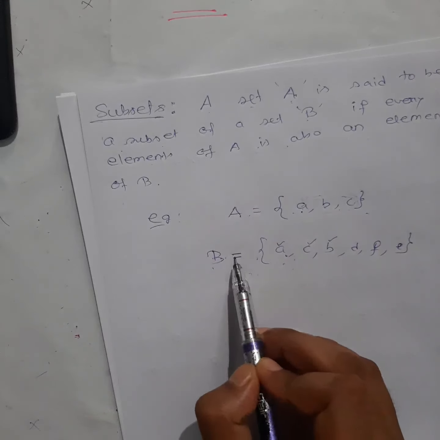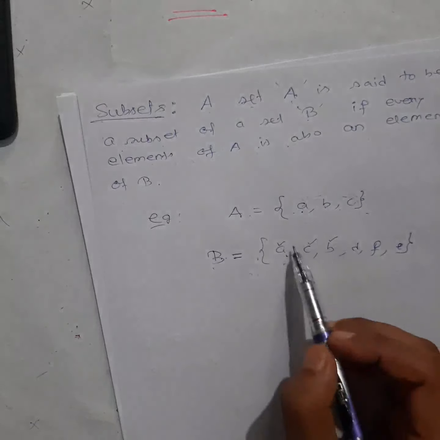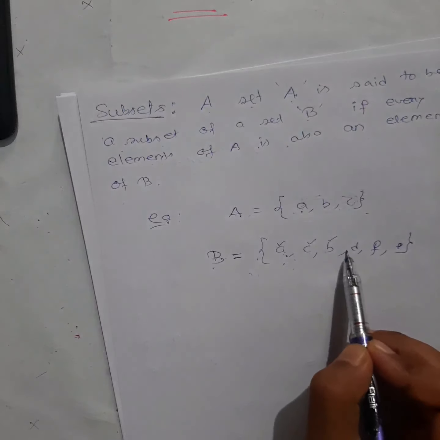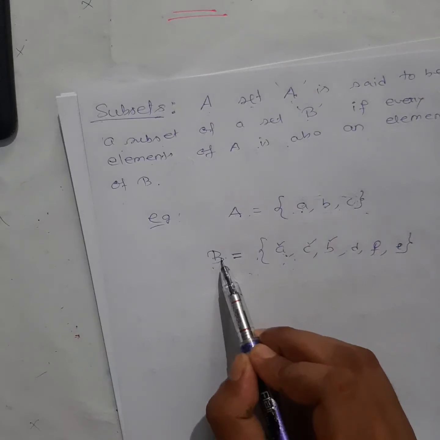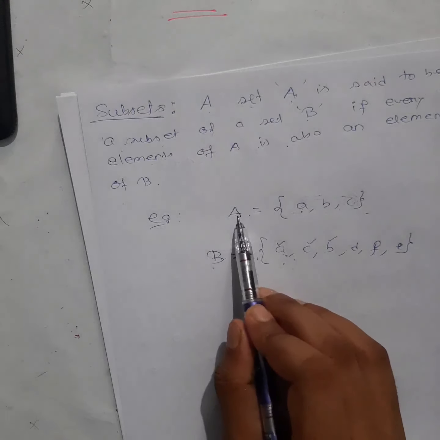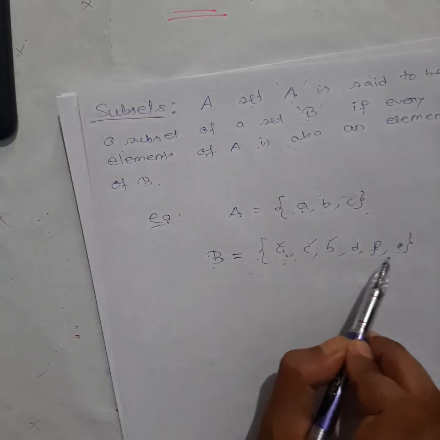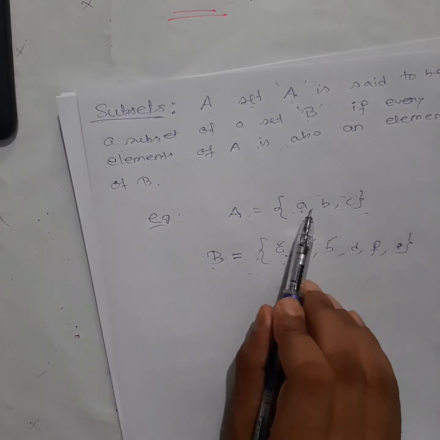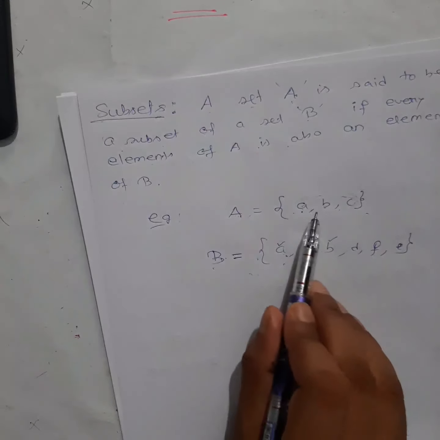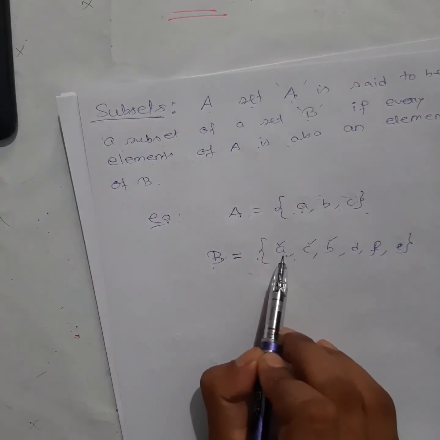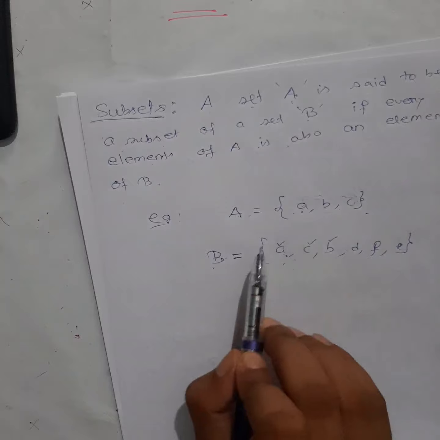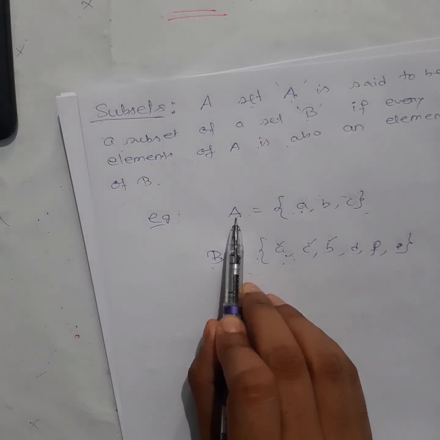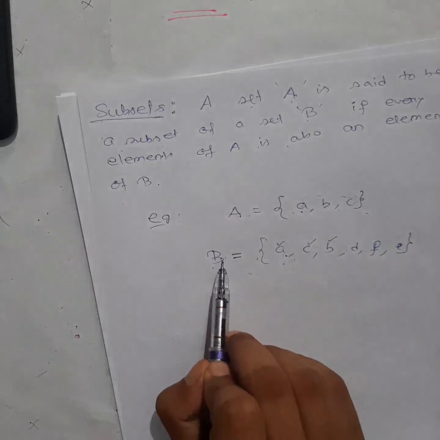Now in the same way, can I say B is a subset of A? Obviously no. Why? You can see A, C, B, D, E and F are the elements. If B had to be a subset of A, then all elements of B must be in A. You can see A, C, B are there, but D, E, F are not there in this set. So B cannot be a subset of A. A is a subset of B.